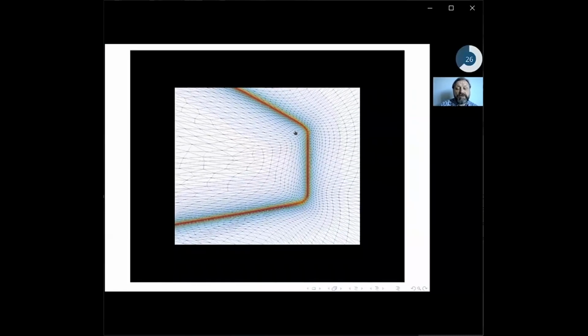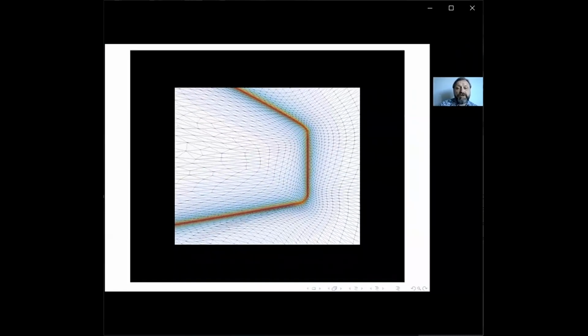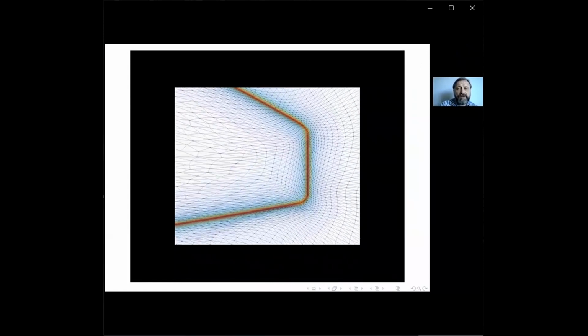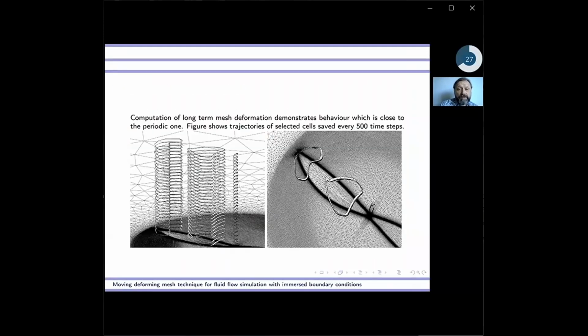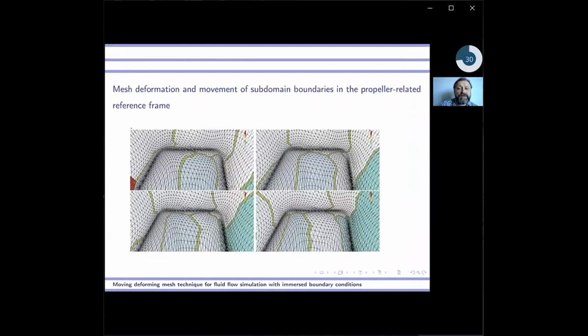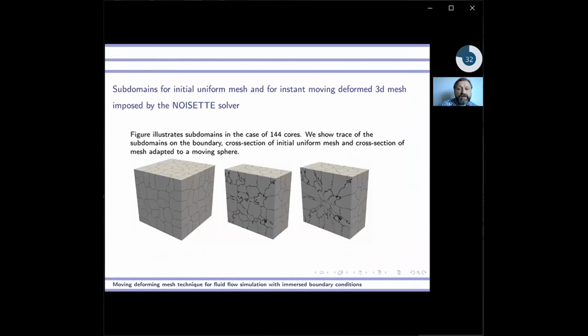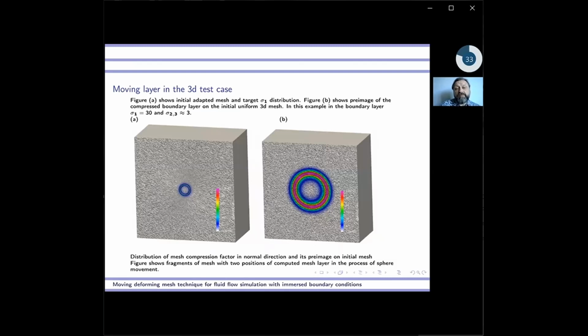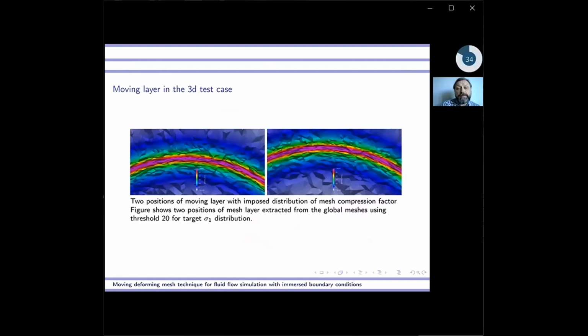This is the same mesh deformation in the rotated reference frame. This is again quasi-periodic behavior of the mesh deformation. This is a parallel domain decomposition technique and deformation of subdomains. And this is a deformation of subdomains in 3D. This is a mesh layer in 3D and its pre-image in the reference domain. This is a moving mesh layer in 3D, which precisely follows the controls.